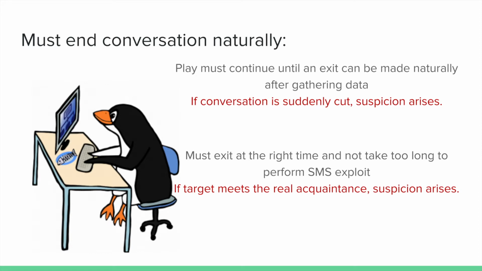Once we have a phone number and have begun collecting the desired information, the last step is to exit and close out naturally. Once the data has been collected, the conversation must end naturally to avoid suspicion from the target. If you end the call right after the target discloses the sensitive information, the target will begin to assume something's up. The entire exchange must also happen as soon as possible to avoid raising the chances of the target meeting up with the actual acquaintance we're impersonating.